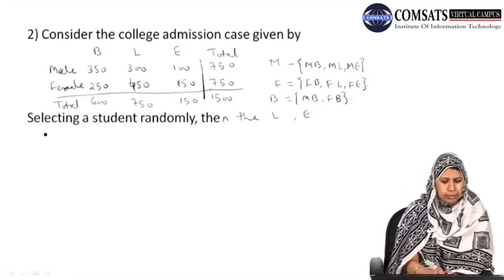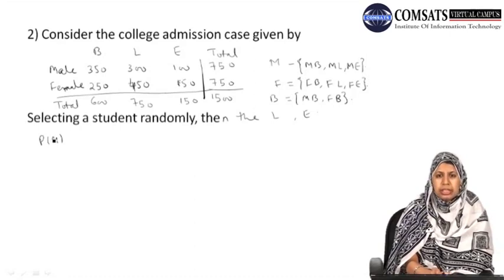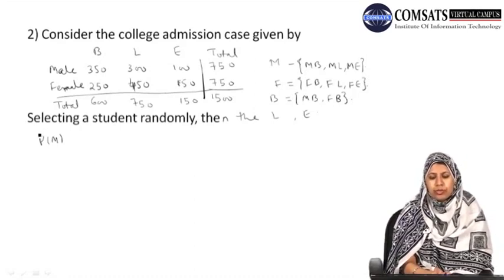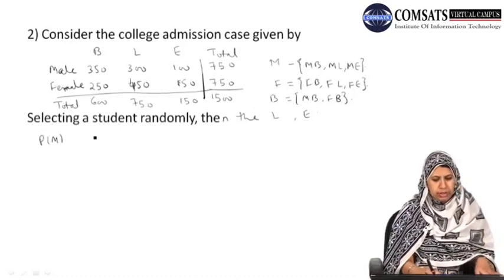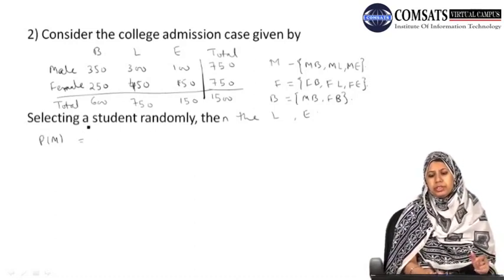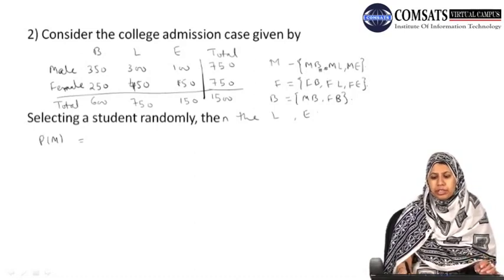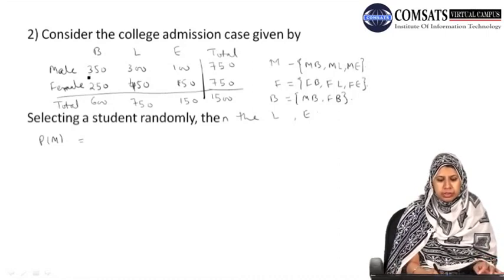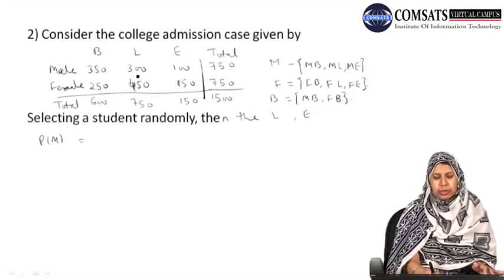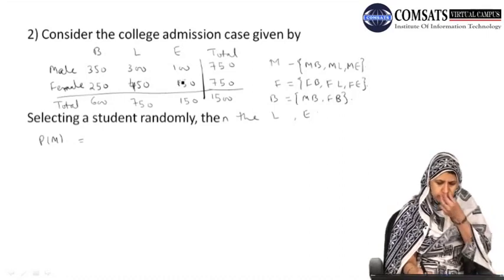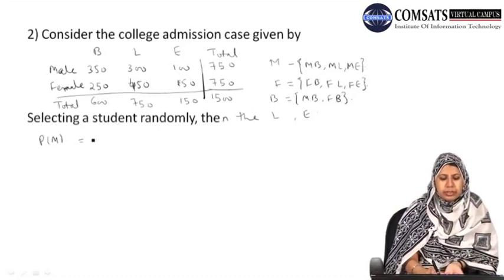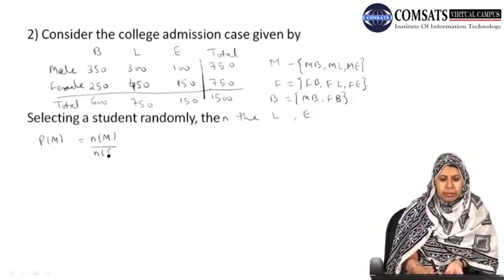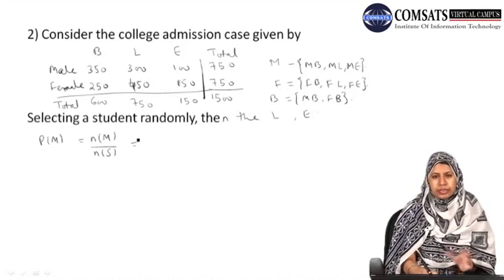And we are asked to find the probability of the event M, that is the probability of the male students. Now, the probability of the male students can be calculated by adding the probabilities of these simple events, that is the probability of the male student studying business plus the probability of the male student studying law plus the probability of the male student studying engineering. Or we can find it by using the formula, that is the number of male students divided by the size of our sample space.